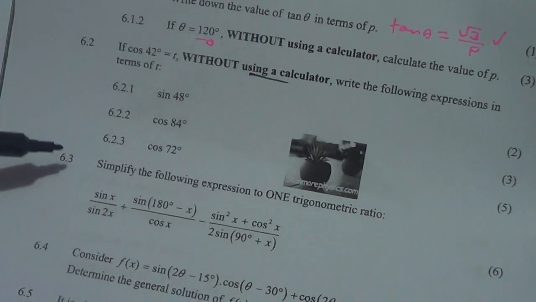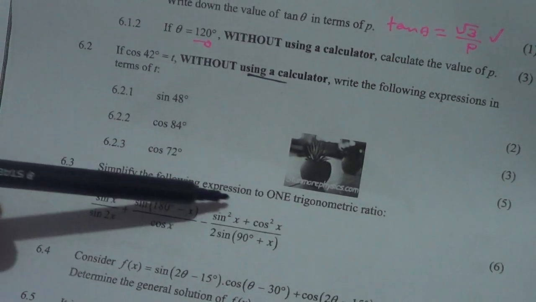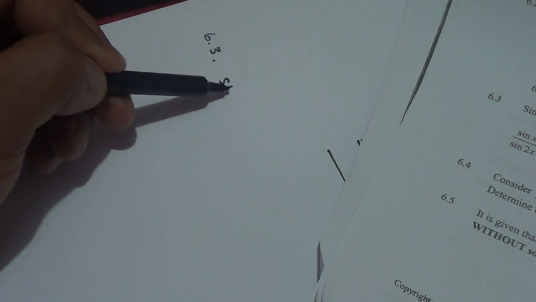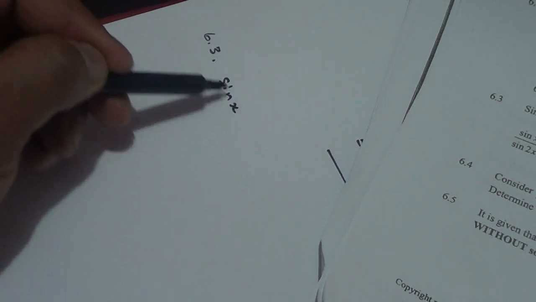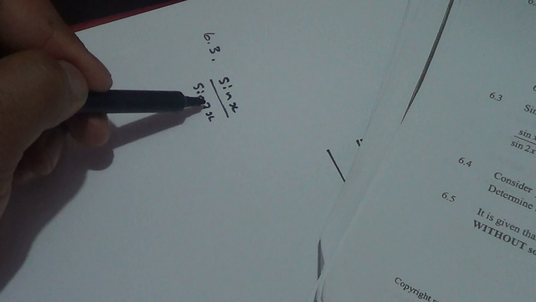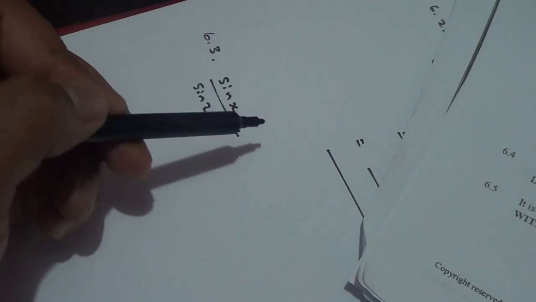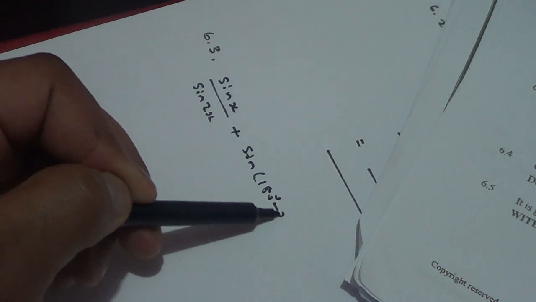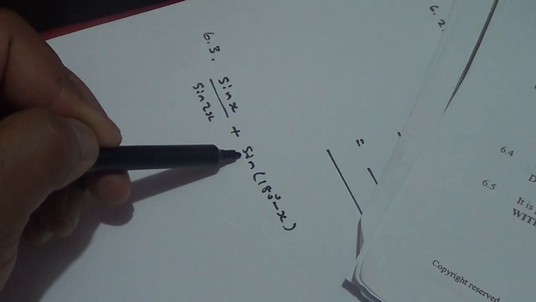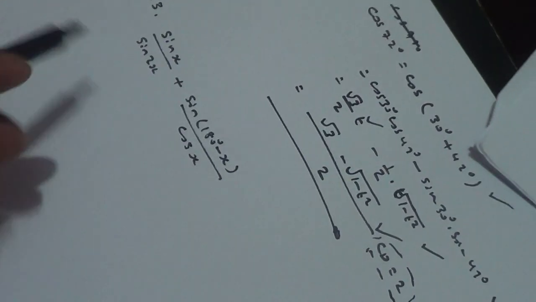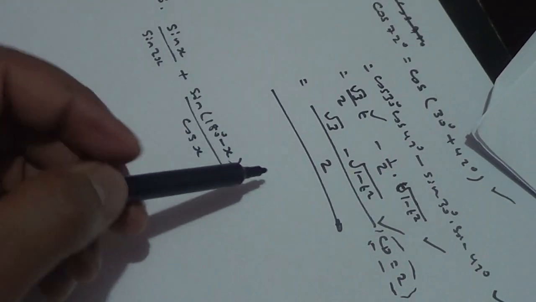So they're saying here, question 6, simplify the following expression to 1 trigonometric ratio. So we have to do some serious gymnastics there. Sine x over sine 2x plus sine of 180 degrees minus x. Of course, firstly you copy the thing as it is. Don't start solving, you're gonna be killed.